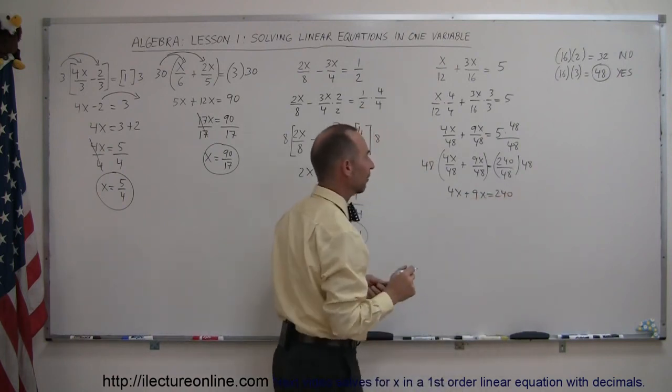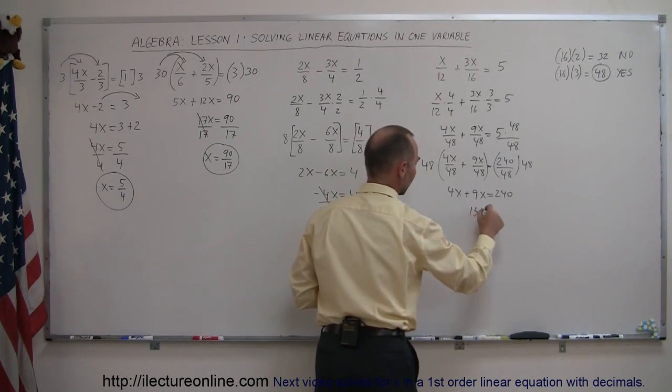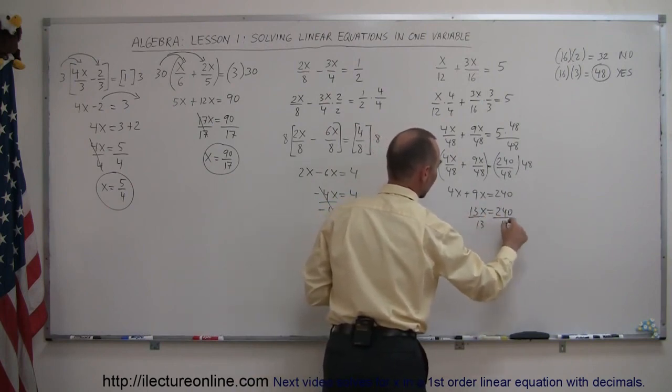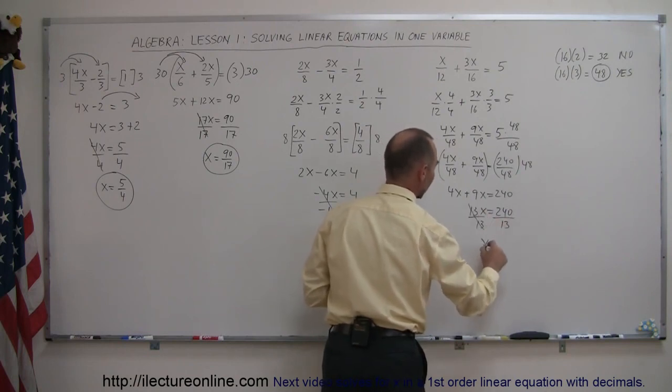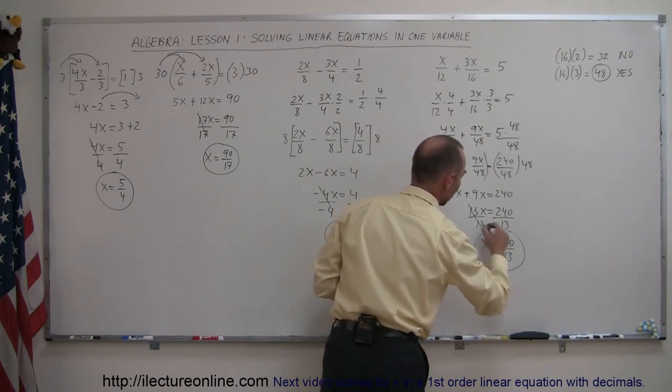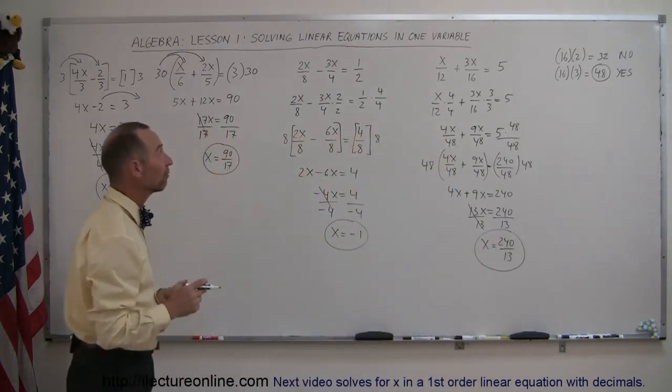Add the left side terms together, you get 13x equals 240. And finally divide both sides by the coefficient in front of the x. That cancels out. You have x equals 240 over 13. And there you have some examples of how to get rid of the fractions.